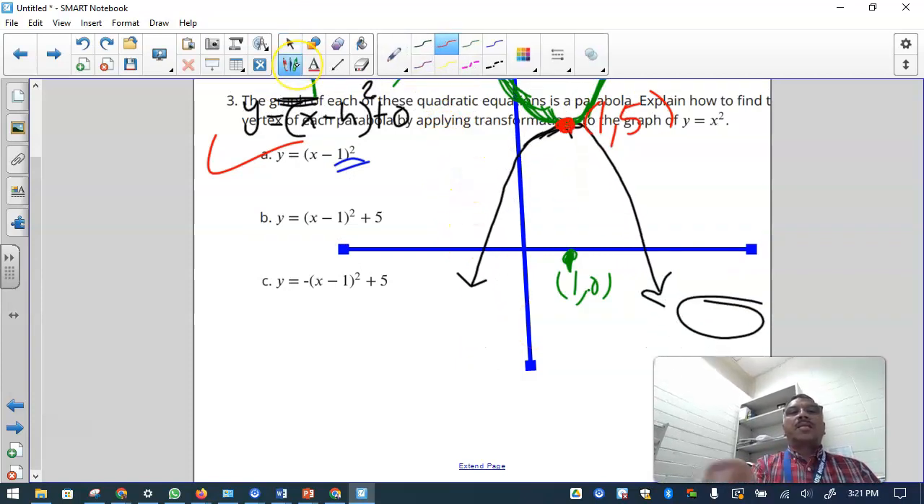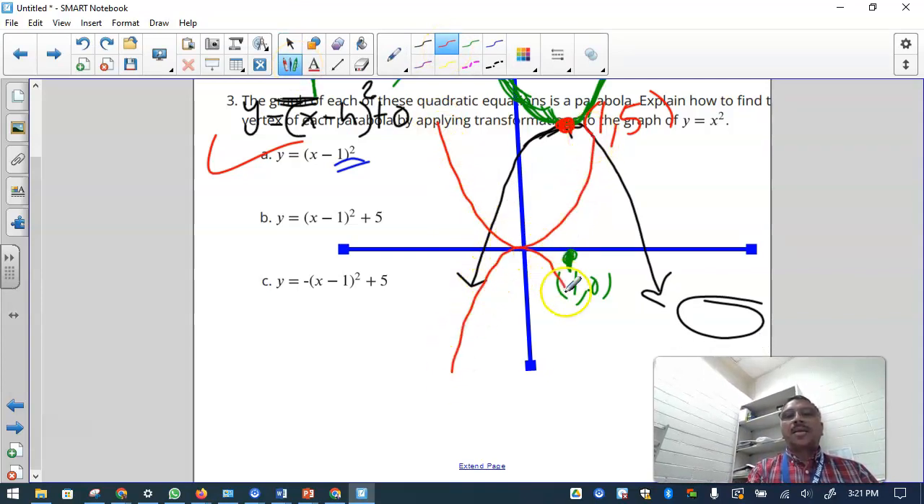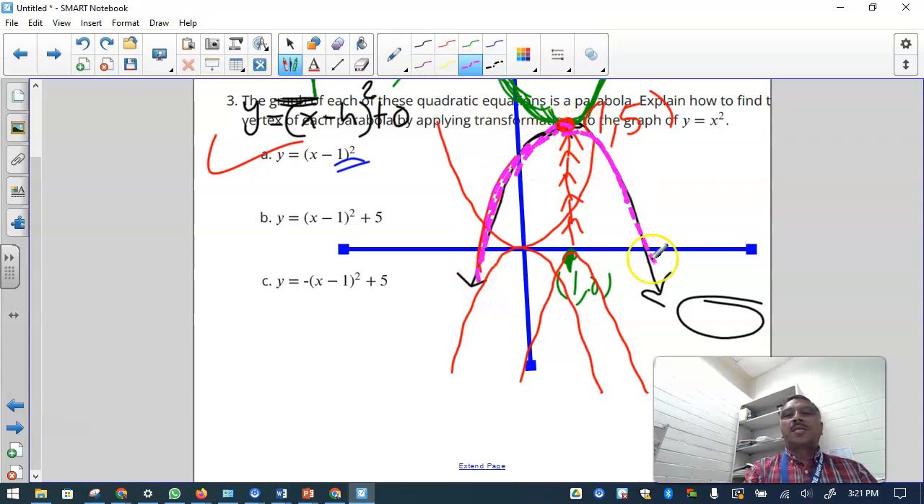So how did we get this? If this is the original graph, then it reflects over the x-axis. Then it moves one unit to the right, and then it goes 1, 2, 3, 4, and 5. So this is the final answer. This is the graph for that.